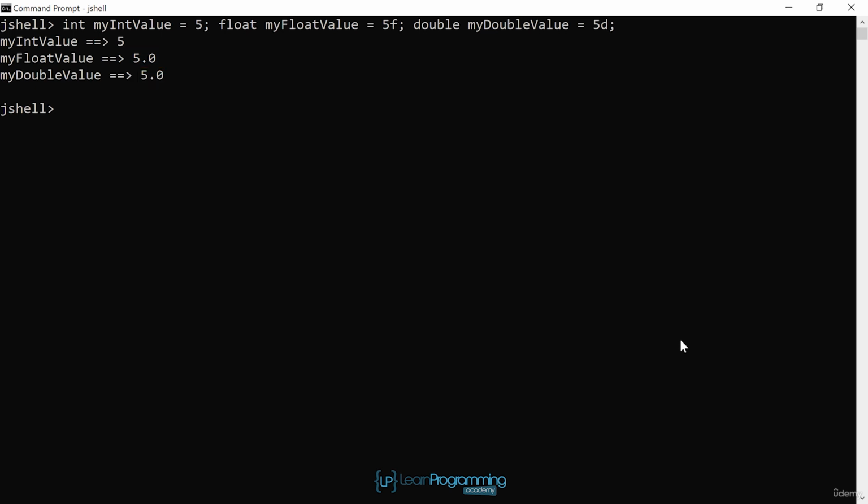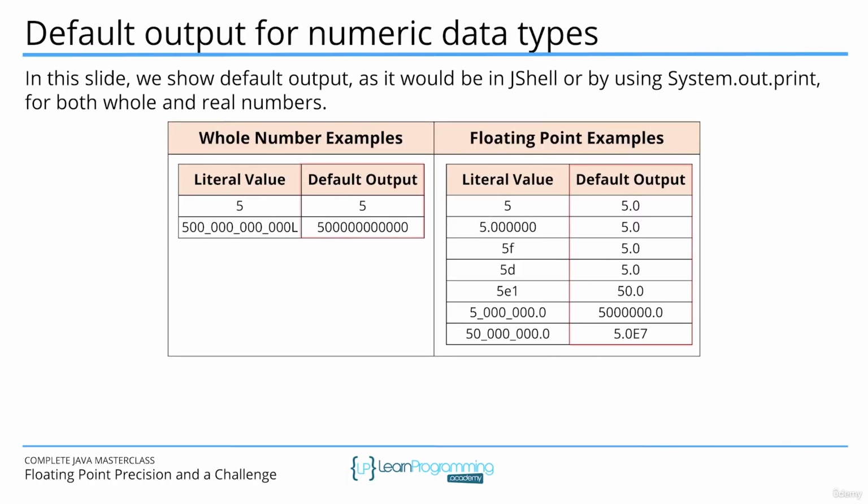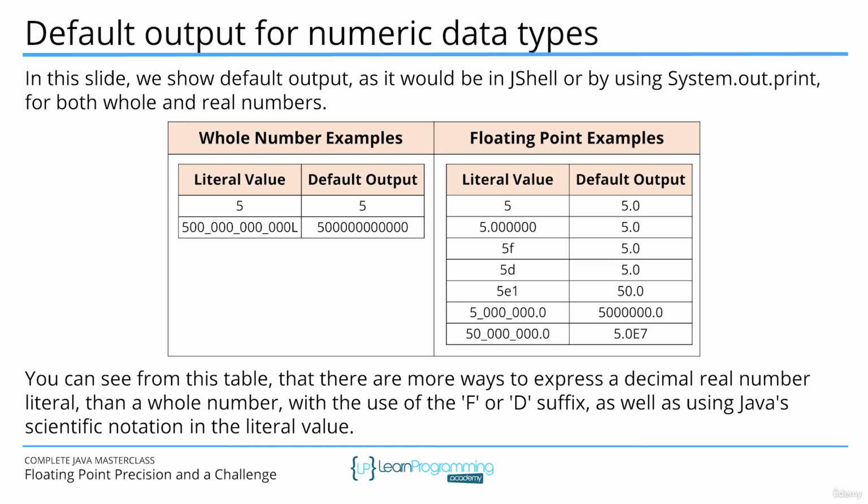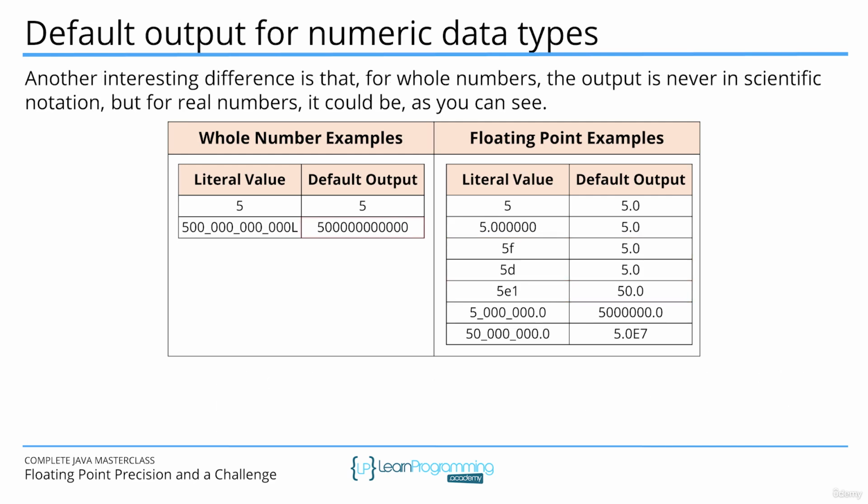Let's pause for just a minute and talk about the default output for numeric data types. In this slide, we show default output as it would be in JShell or by using System.out.print for both whole and real numbers. You can see from this table that there are more ways to express a decimal real number literal than a whole number, with the use of the f or d suffix, as well as using Java's scientific notation in the literal value. Another interesting difference is that, for whole numbers, the output is never in scientific notation. But for real numbers, it could be, as you can see. Later in the course, we'll learn how to make these numbers print with the exact format we want and specify the exact number of decimal places to be printed.